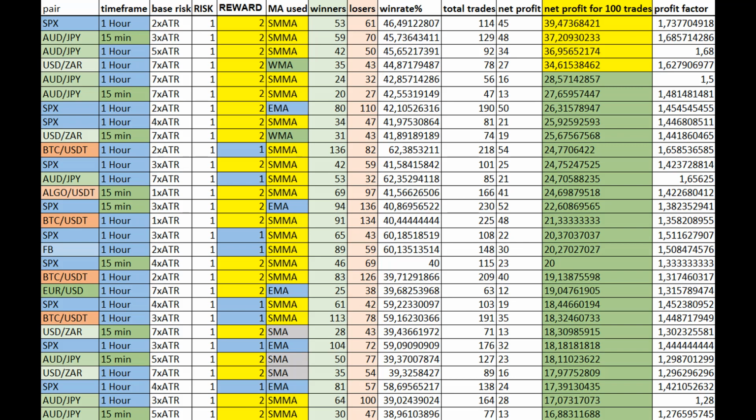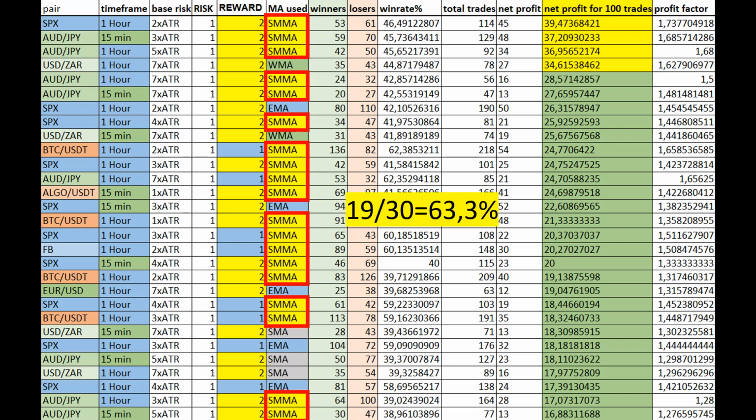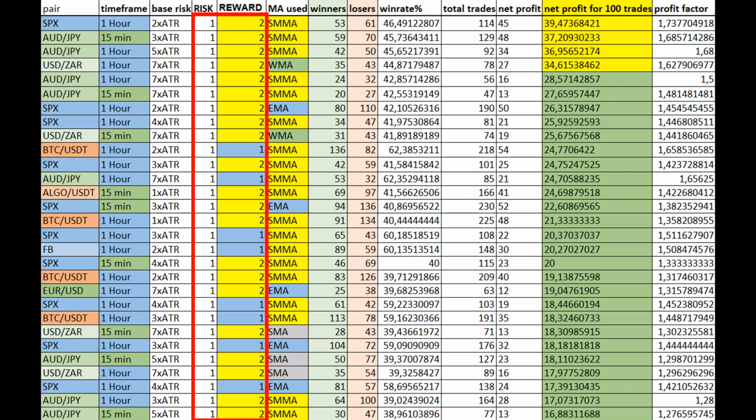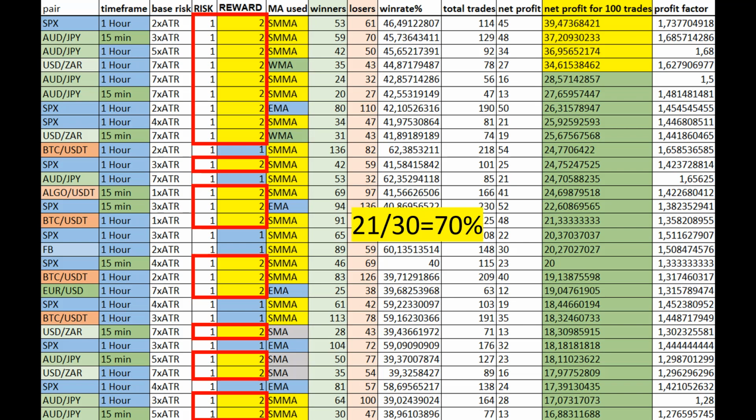If you take a look at the MA section, you can see that the majority of the best performing results, 19 out of 30 to be more specific, was made with the use of the SMMA moving average. So after all these backtests, we can say that the best moving average for this simple moving average crossover strategy is the SMMA or the smoothed moving average. Moving on to the risk to reward ratio, you can see that the 1:2 risk to reward ratio was used mostly, 21 times out of 30 to be more specific.